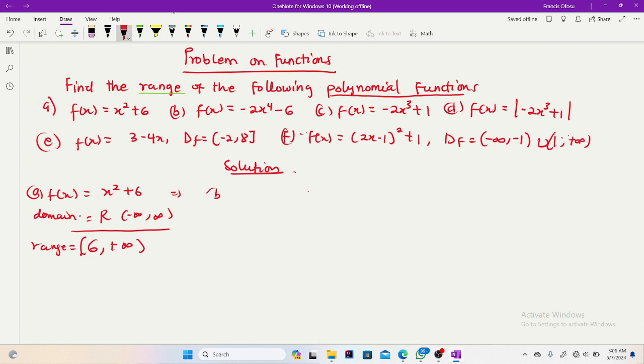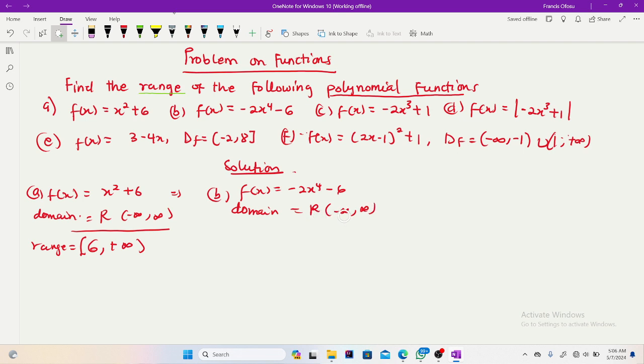For the B part, we have f of x is equal to negative 2x to the power 4 minus 6. For this function, this is not an even function in the same way, because the x to the power 4 is being multiplied by a negative number. Since we aren't given any initial domain, the domain is the set of all real numbers, negative infinity to positive infinity.